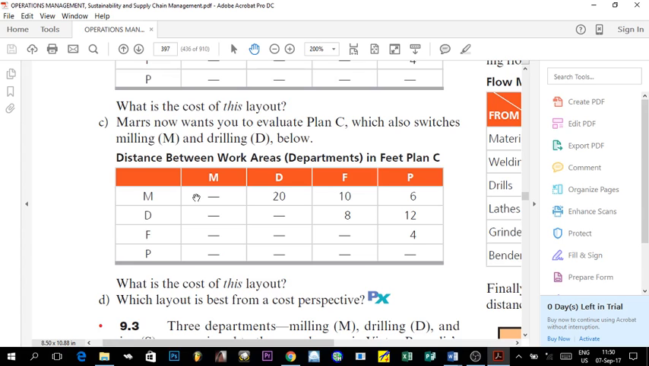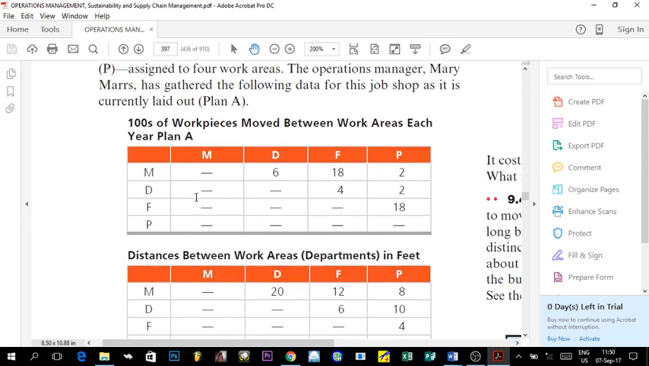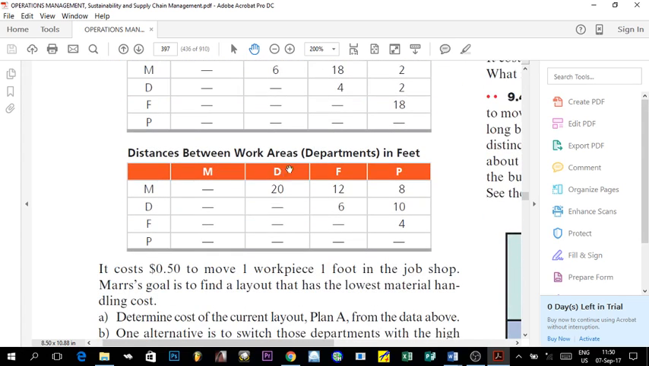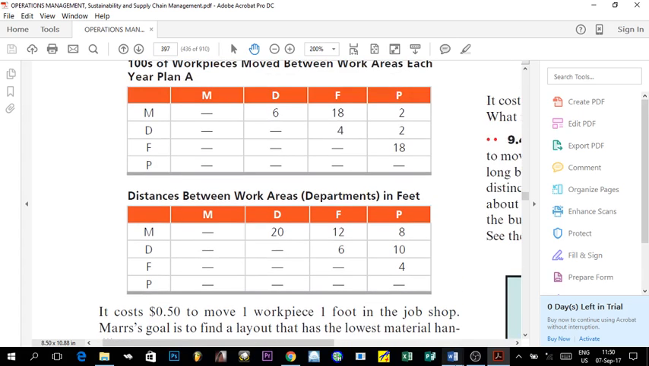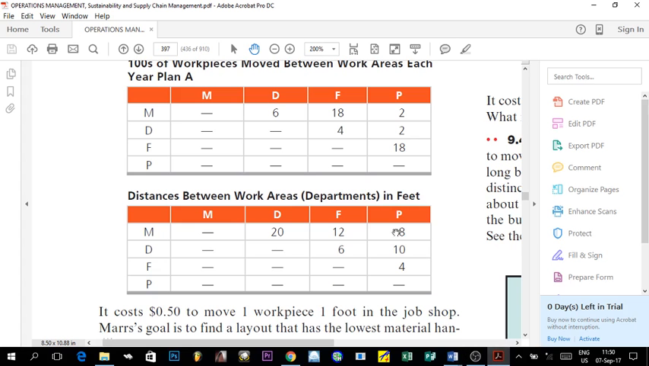So as I said, the first thing after analyzing all this, you notice that there's nothing that changed. The only thing that remains constant is the number of units that are moving from one department to another. The other three tables that are given are the distances between departments, and they are shifting because departments are being moved here and there. So the first thing that we need to do in this case study is to identify first of all that the flow matrix is in 100, as I said. This is the table that is already given in the problem.